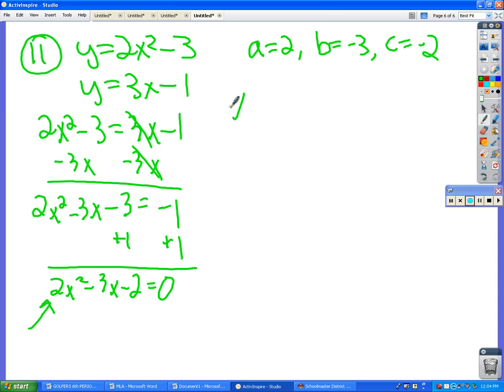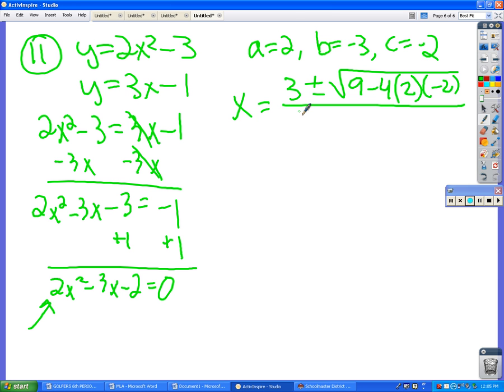So the opposite of B is what? 3. Plus or minus the square root of B squared is 9, minus 4 times 2 times negative 2, and the whole thing has to be over 4. It's a positive now, sister. All of that's positive. Yeah, because this negative and this negative make it positive.